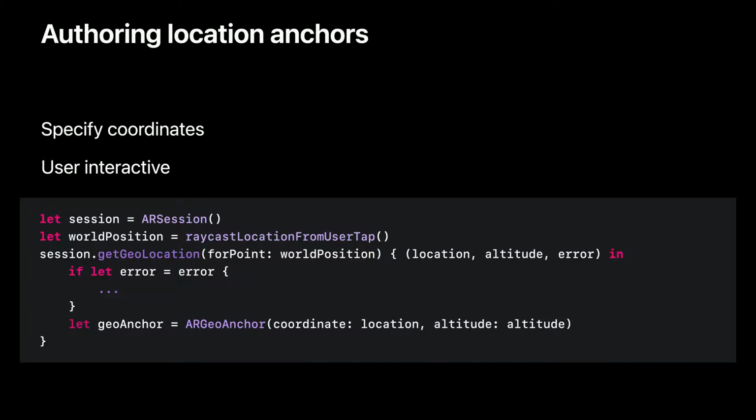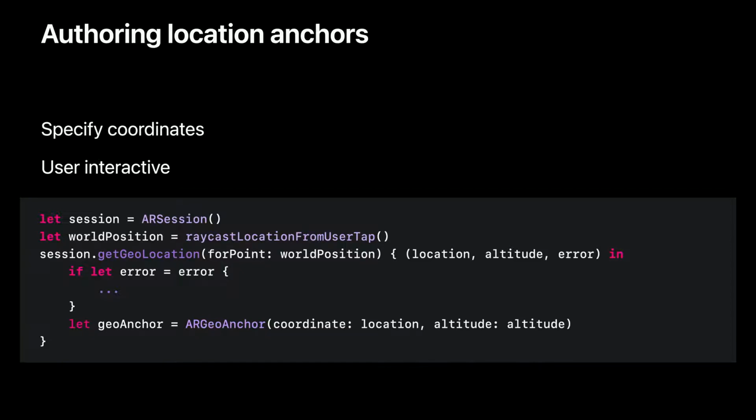In our sample app, we saw how to create location anchors by directly specifying coordinates. We already knew the geographic coordinates for the Ferry Building. However, these coordinates could have come from any source, such as our app bundle, our web backend, or really any database. Another way to create a location anchor is via user interaction.